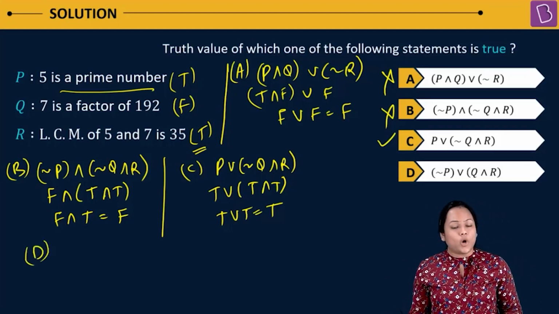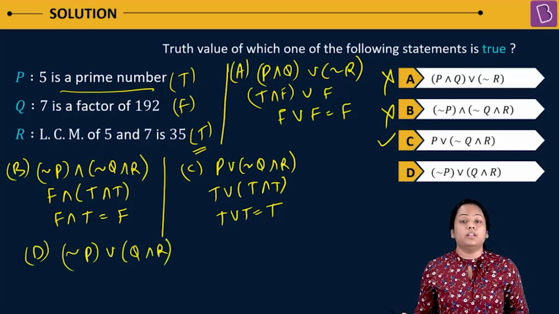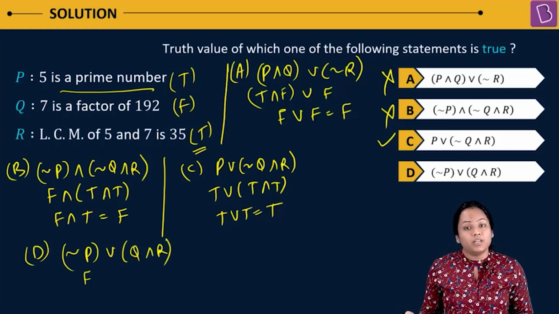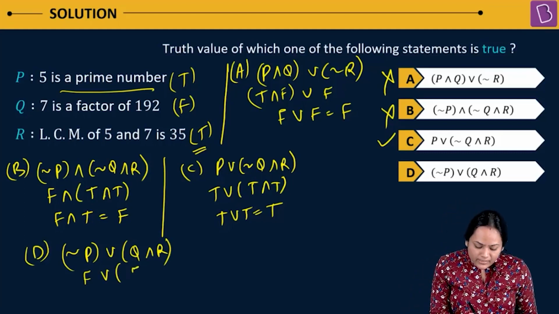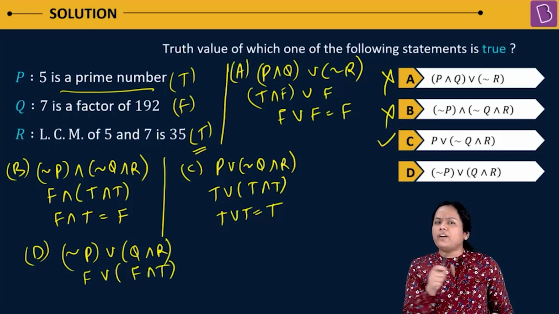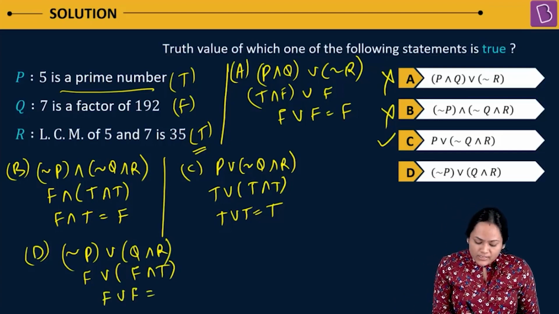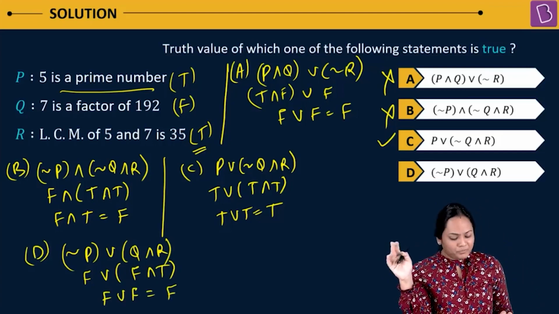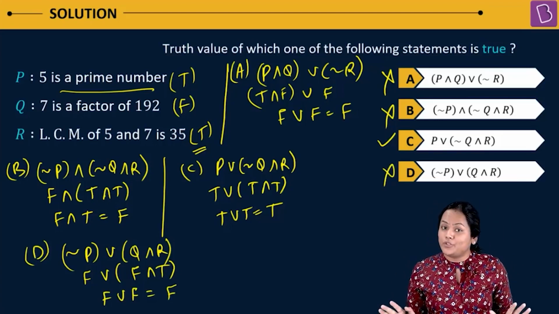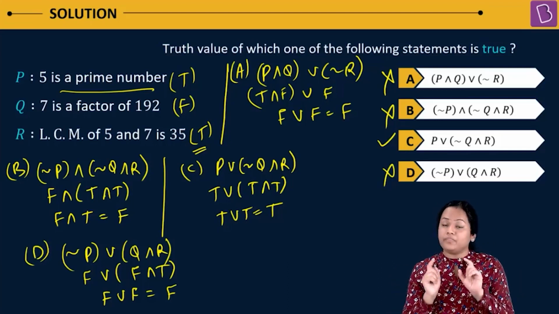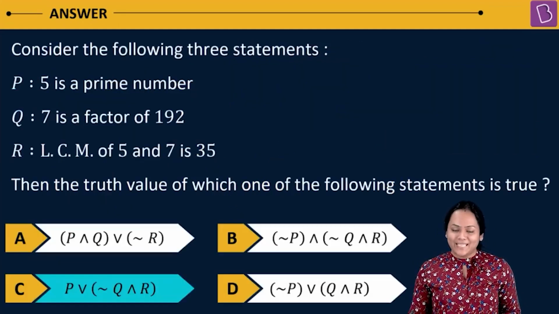So when I write my D option, I'm going to have negation P or Q and R. Now, negation P again is F, right? Or I have Q and R. Now, what is Q and R? Well, that is F and T. And you know F and T is F. So I have F or F with me, which is definitely F. Clear? Okay, so that means only C option will be the one which is having truth value as true. Have you understood, guys, how you have to solve these kind of questions? Clear? Perfect. And the final answer with us will be C.